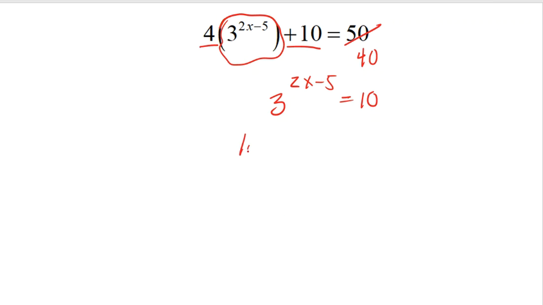Logs equal exponents. So this is log base 3 of 10 equals 2x minus 5. Now, at this point, I want to be crystal clear that this right here is a number. It's just not a very nice number, but it is a number. It's an irrational number. You can go to your calculator right now and figure out what log base 3 of 10 is. It's going to be some decimal. But understand that it's a number.